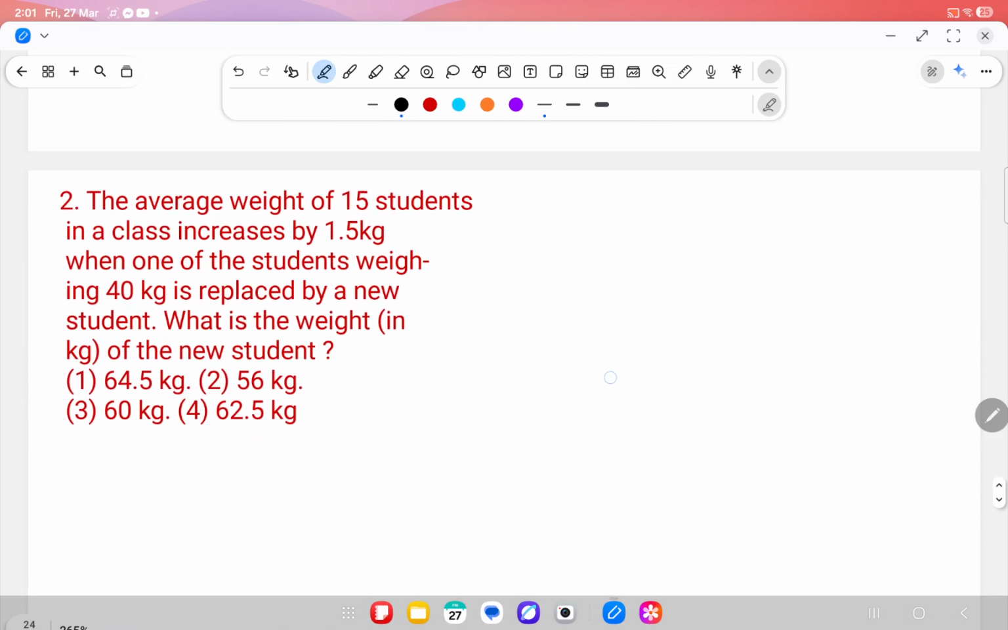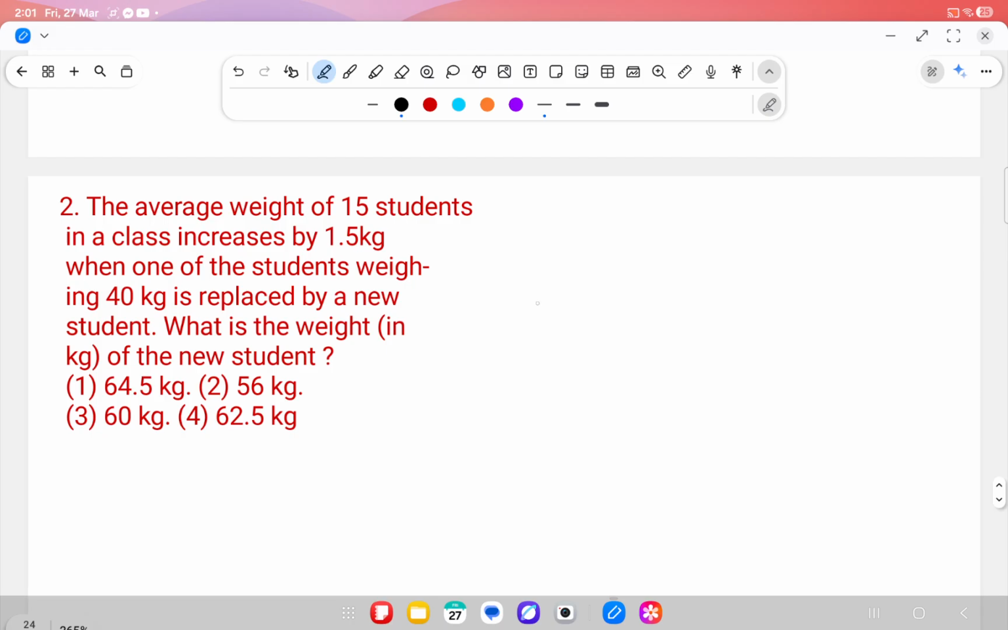Then next. The average weight of 15 students in a class increases by 1.5 kg when one of the students weighing 40 kg is replaced by a new student. What is the weight of the new student? See, simple thing. 15 students were there. Their average weight is not given, let it be X. Then one replaced by another, means one went and one joined, again 15 people are there. Because of this, the average got increased by 1.5. Now the student who left was 40 kgs.